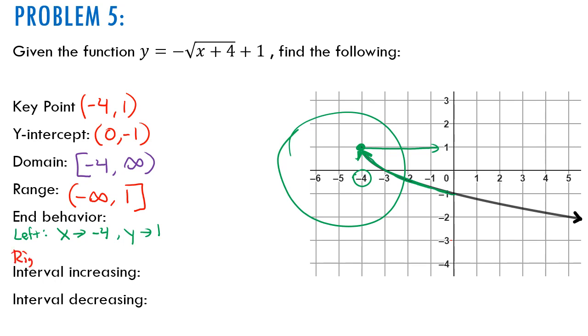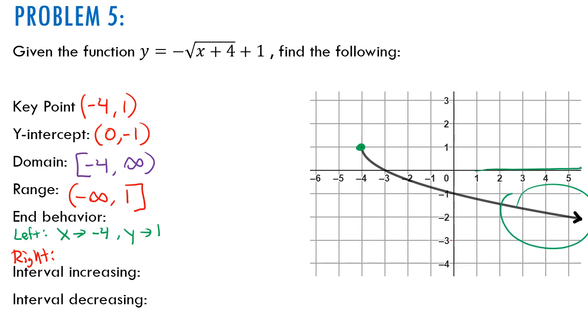The right, as x, we're talking right side, as x approaches infinity, because this arrow over here on the graph is telling us going to the right forever. So as x approaches infinity, the graph is pointing down. That means the y value is heading towards negative infinity.